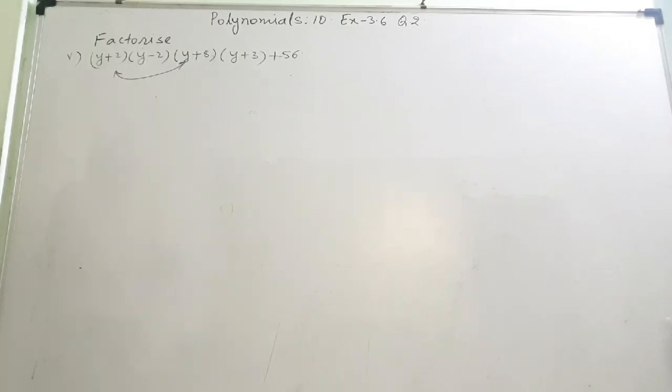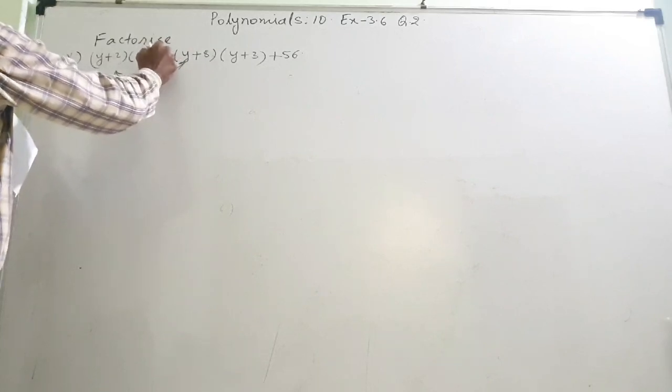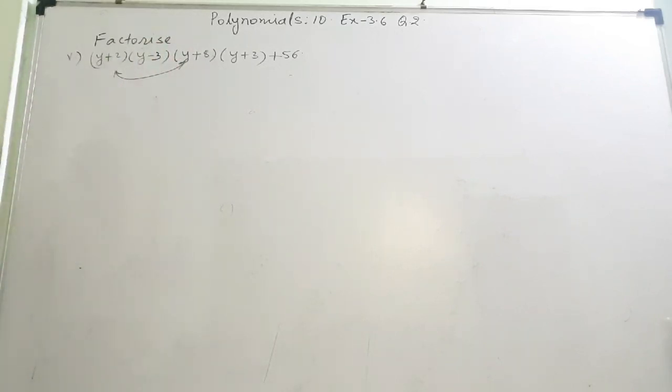The question is y plus 2 and then y minus 3. Here I have taken it wrong. It should be y minus 3. Whether the question is given wrongly in the textbook? No, I have written it wrong.